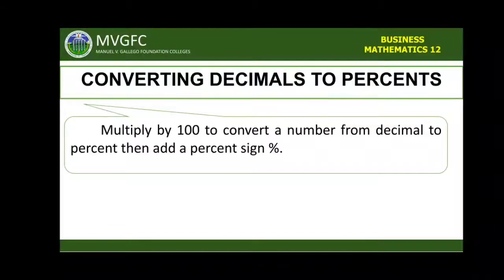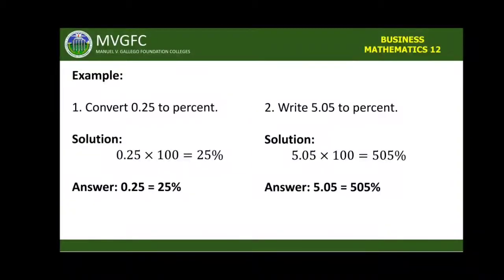In this area, you need to multiply by 100 to convert a number from decimal to percent, then simply add a percent sign. So for example, we have here to convert 25 hundredths to percent. So just simply multiply 25 hundredths by 100 so we can get 25. Then add the percent sign. So our final answer is that 0.25 or 25 hundredths is equal to 25%.